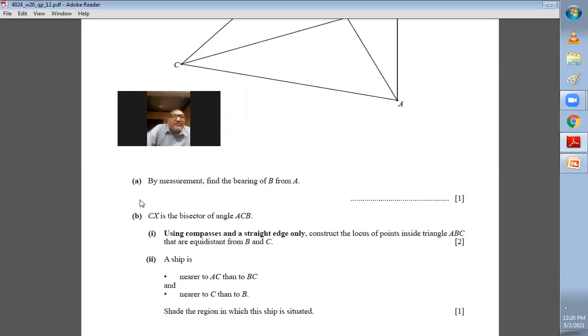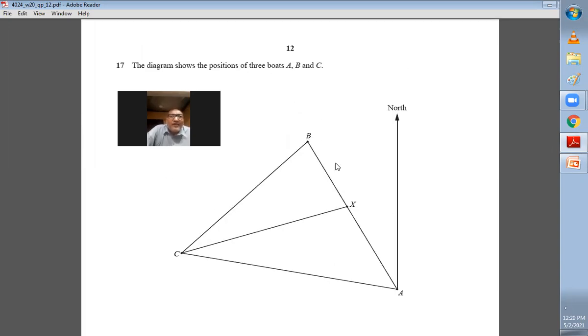He says, by measurement, find the bearing of B from A. Bearing of B from A means on A, you should have the north, and from that north, move clockwise and come to the AB line, and check what's the angle.